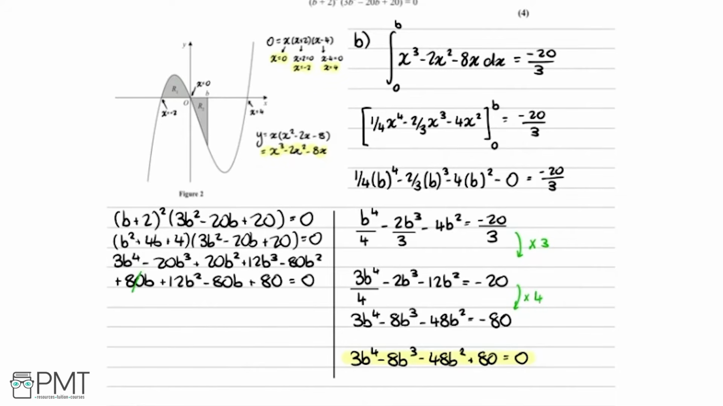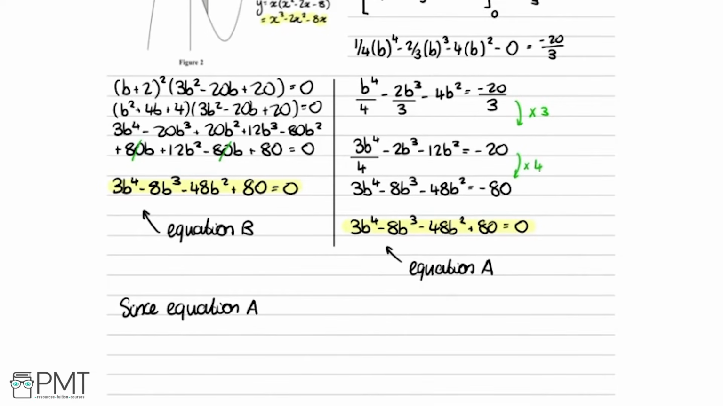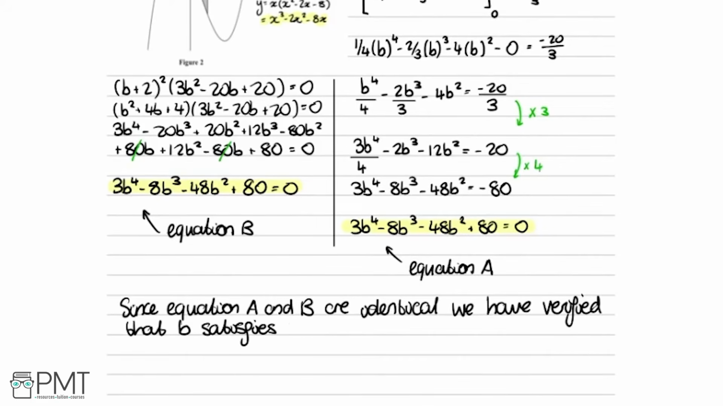Great, the first thing that jumps out to me is we can see here, so these 80b's cancel. And then the rest, what I'm going to do is just group like terms. So we get 3b to the power 4, and then grouping them by their powers, we get minus 8b to the power 3 minus 48b squared. And we're left with the constant in the end, plus 80 equals 0. And that's fantastic because these equations exactly match, which means we verify that b satisfies the equation. So I'm just going to write something down here to succinctly explain that. Since equations a and b are identical, we have verified that b satisfies the equation.